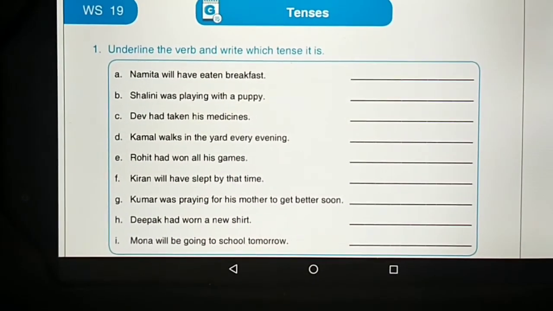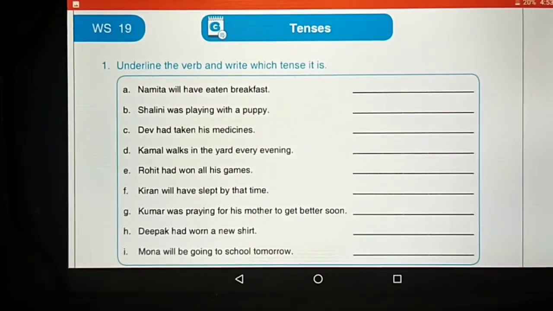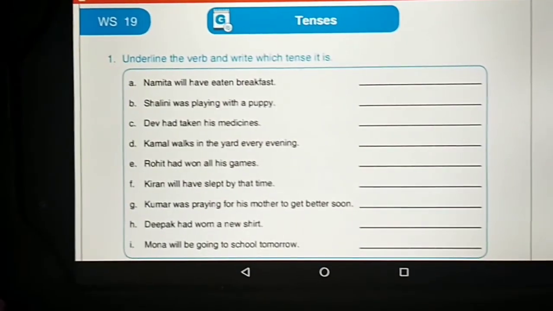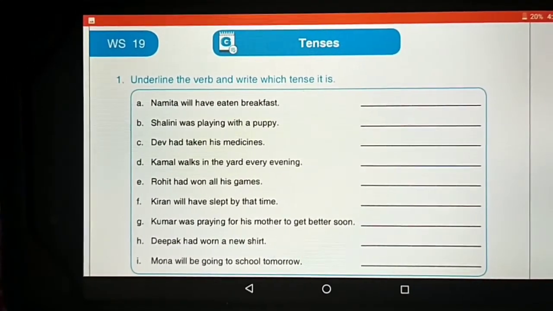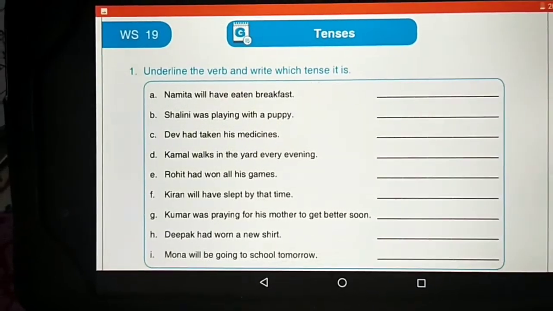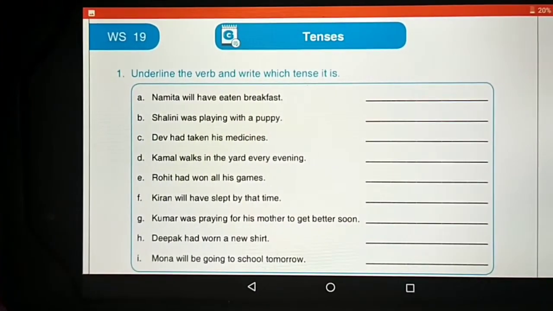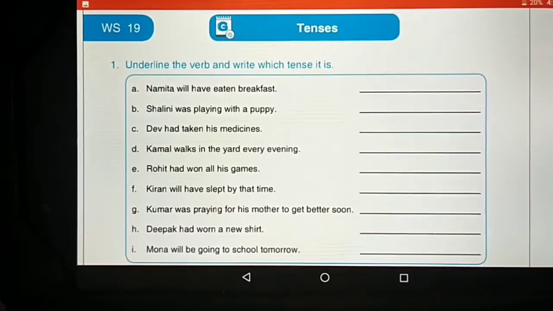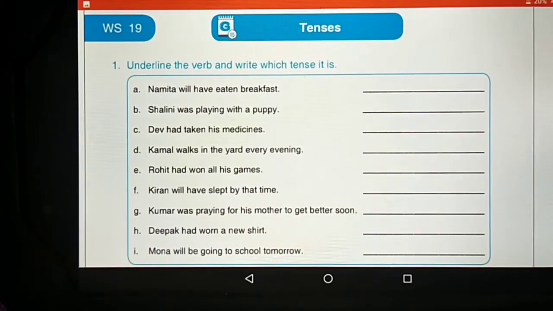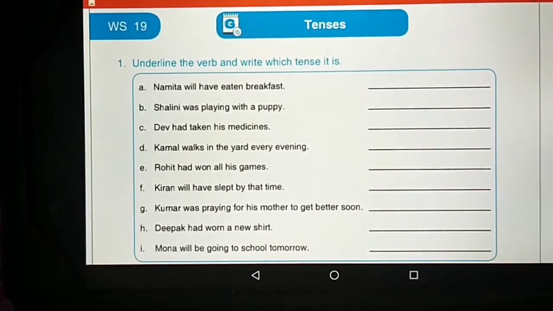Now let's solve an exercise. Underline the verb and write which tense it is. First, Namita will have eaten breakfast. You can see there is will, it means it is future. And there is have. Have is used in perfect tense. So we can easily recognize that it is future perfect tense.